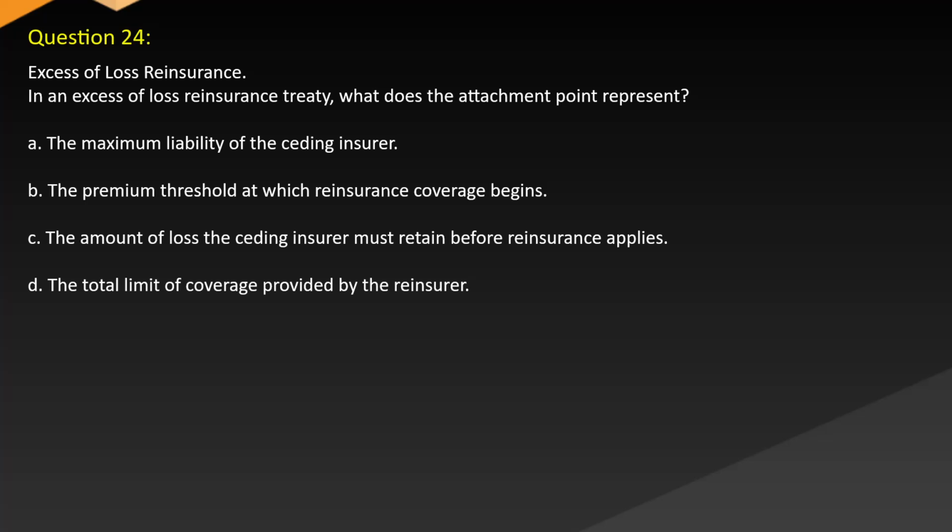Question 24. Excessive loss reinsurance. In an excessive loss reinsurance treaty, what does the attachment point represent? A. The maximum liability of the ceding insurer. B. The premium threshold at which reinsurance coverage begins. C. The amount of loss the ceding insurer must retain before reinsurance applies. D. The total limit of coverage provided by the reinsurer.